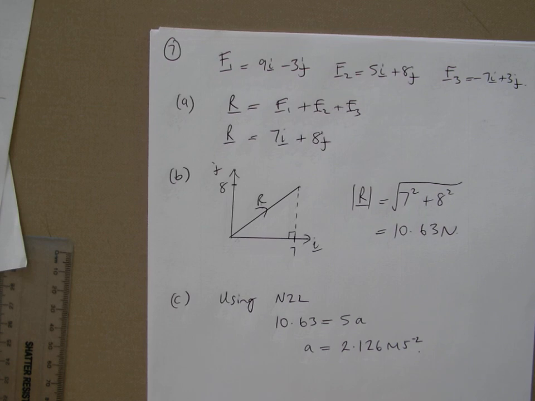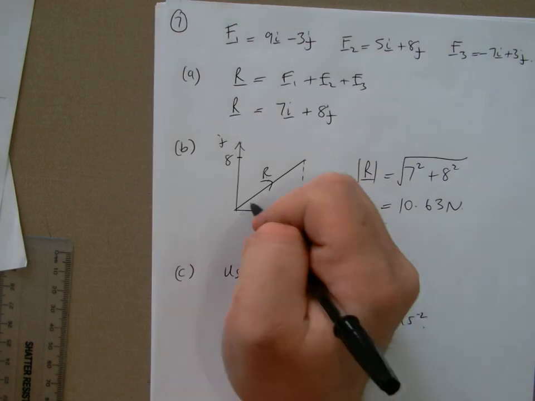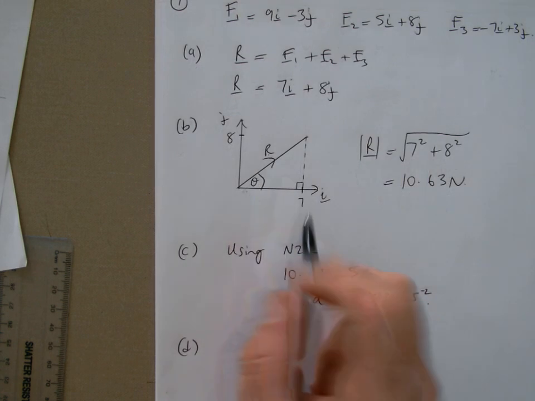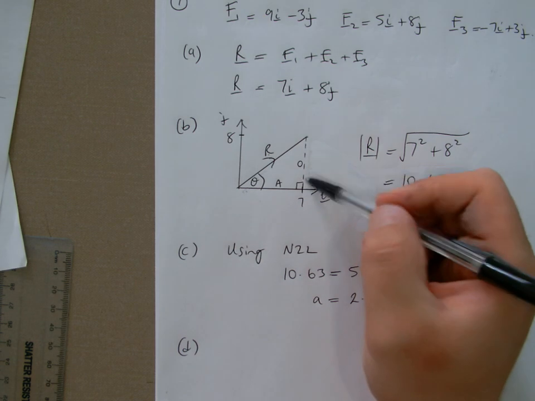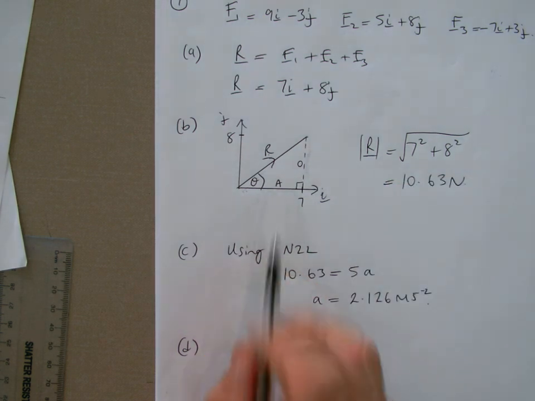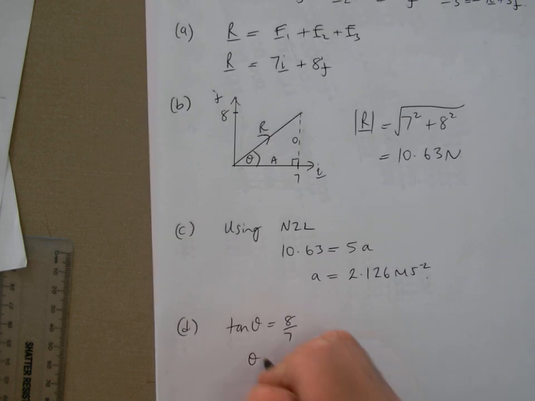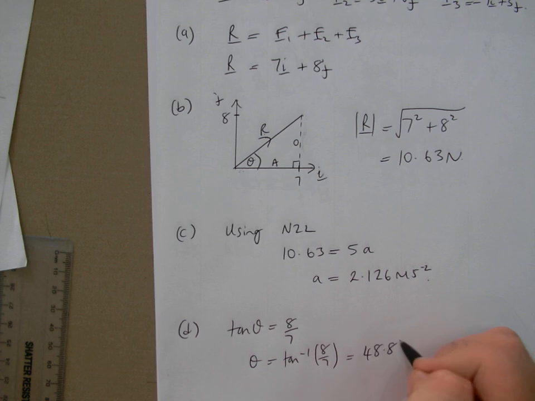Okay, and then part D says find the angle between the resultant force and the unit vector i. So basically, I just have to find that angle there. Remember, when I'm finding that angle, it's the opposite over the adjacent, isn't it? Because I know the opposite to be 8, and I know the adjacent to be 7. So tan theta is 8 over 7, so theta is tan to the minus 1 of 8 over 7. And that comes out to be 48.8 degrees.